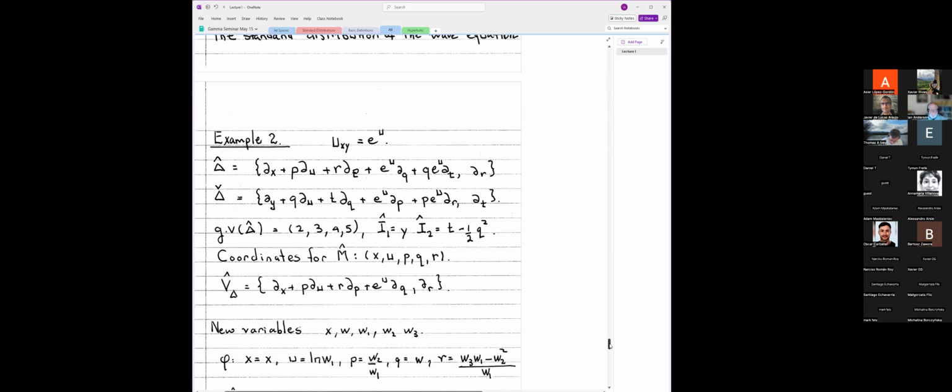For the next example, I'll take the Liouville equation. The Liouville equation is probably the most famous example of a Darboux integrable equation. I calculate delta hat and delta check. I calculate the derived flags. The derived flags are 2, 3, 4, 5. This means there are 2 intermediate integrals, which I've written down here. I restrict this distribution to the level sets of these, and we get this distribution right here.